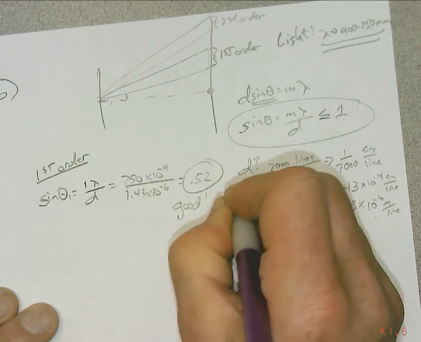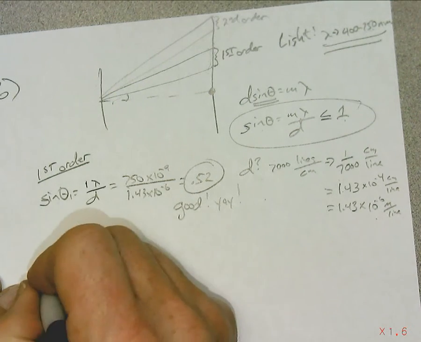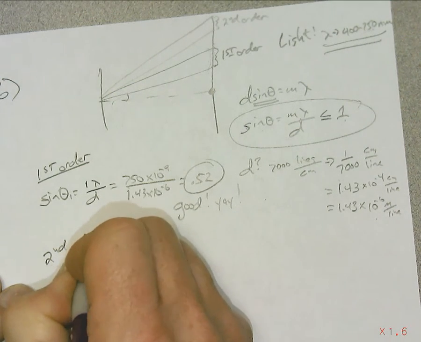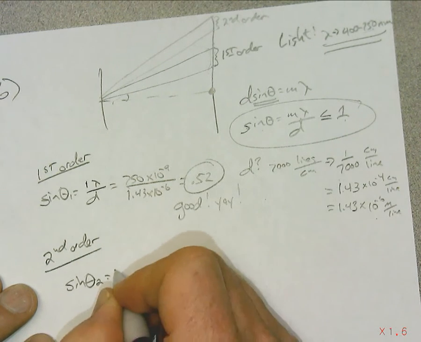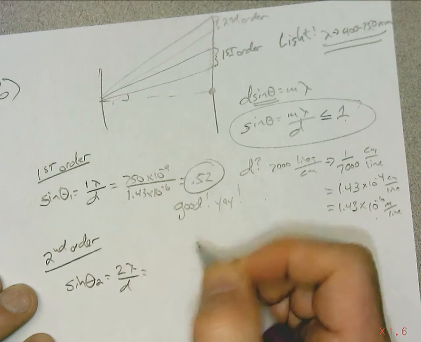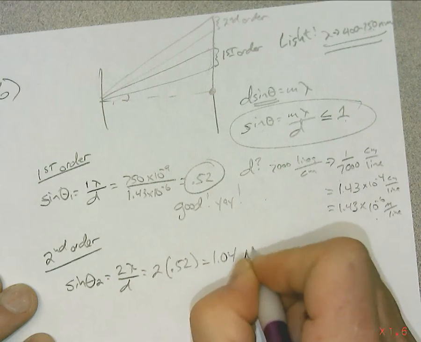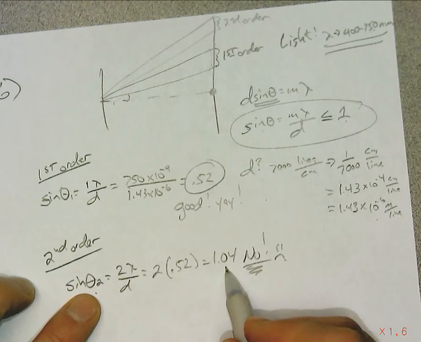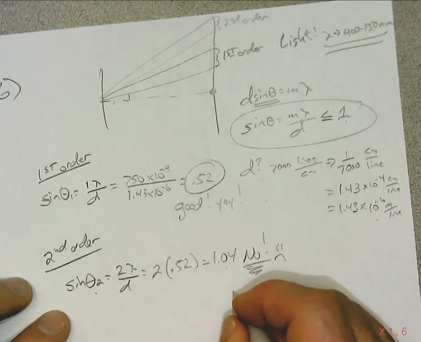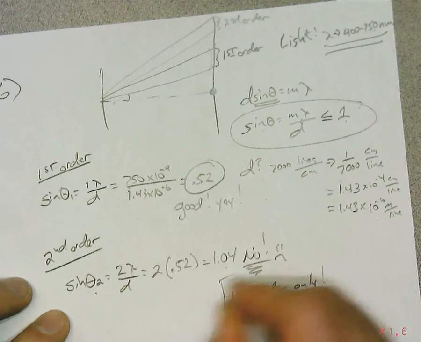Yay! We have our first order. In other words, there's a solution for it. Let's see about the second order. In the second order, sine of theta 2 is equal to 2 lambda over d. But of course, that's just 2 times 0.52, which is 1.04. No! Sad face. You can't possibly have the sine of the angle be 1.04. So all we get is first order only. That's the answer.